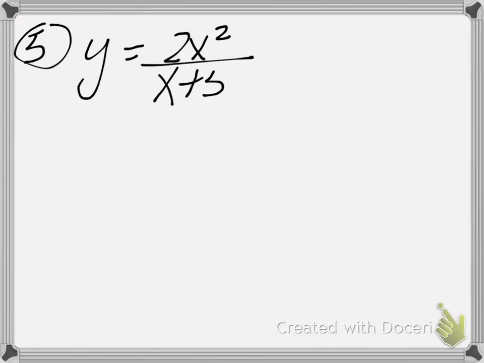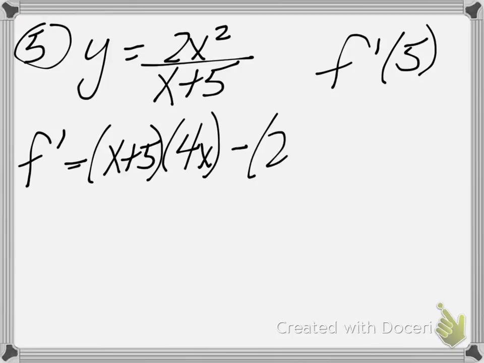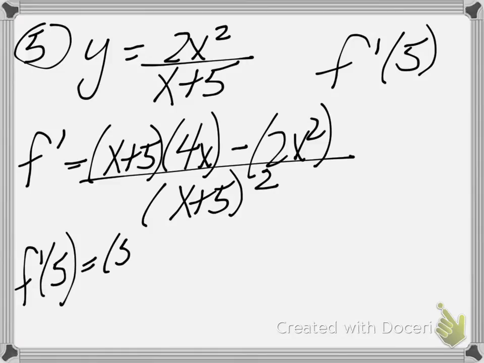Okay, number 5. Okay, so we need f prime of 5. So before you could do that, we need to find f prime. So f prime is a quotient rule. So it's the bottom times the derivative of the top minus the top times the derivative of the bottom, which is just 1, over the bottom squared. So that's the derivative, and now you need the derivative when x is 5. So whatever you see in x, you're going to put a 5.